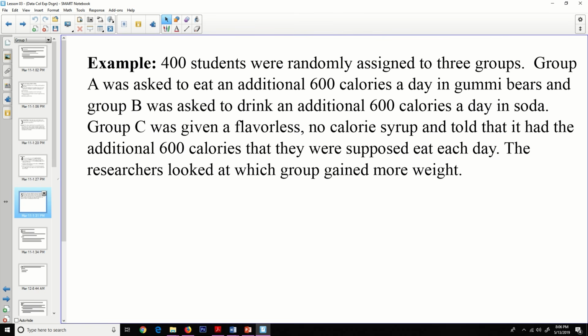And so in this one, we would say that our control group is group C, because they're given the placebo and not necessarily an additional 600 calories, even though they're being told that. And trying to see maybe there's a difference between sugar and maybe high fructose corn syrup and soda. I don't know what they're going for with this particular example, but this clearly is an experiment because we are asking these 400 students to do something different.